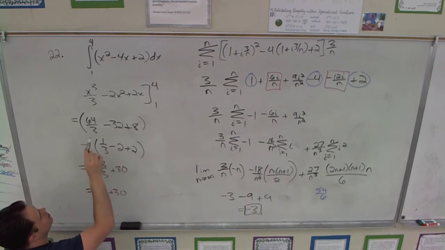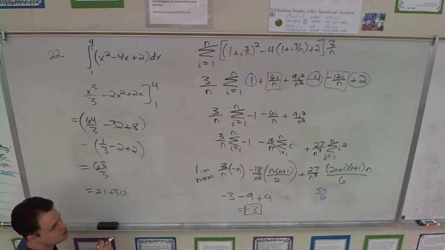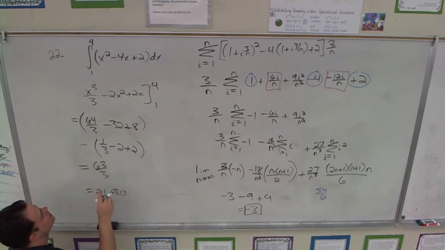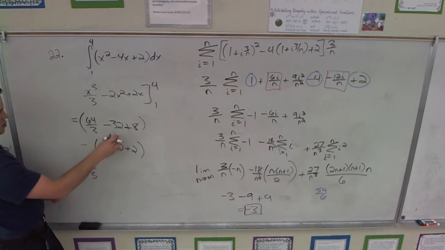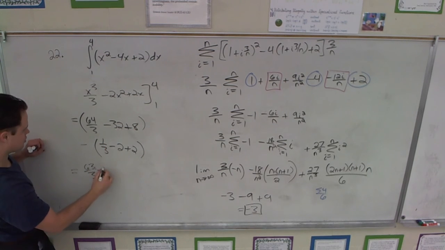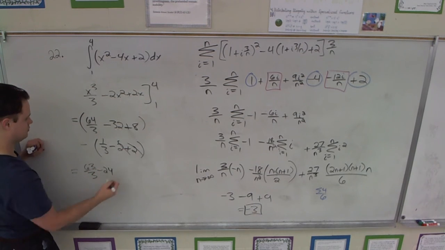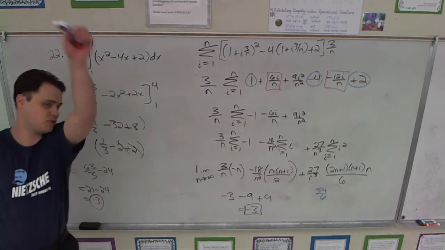Negative 32. 8 minus 2 is... So where's your 30 coming from? 8 minus 32 is negative 24. I'm doing bad math. So it's negative 24. All right, let's just be careful. It's 63 thirds minus 24, which is 21 minus 24. I was doing a different order than you guys. So minus 24, and then we've got... That's gone, that's right? You already took care of the other one there too. Negative 3. Yes! Success!